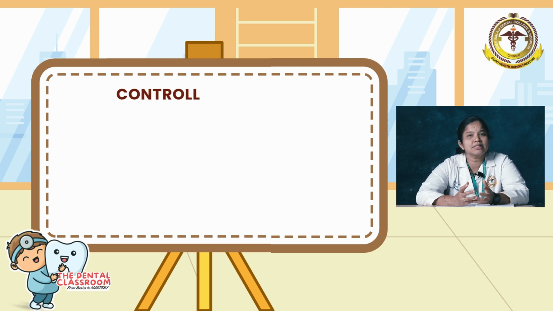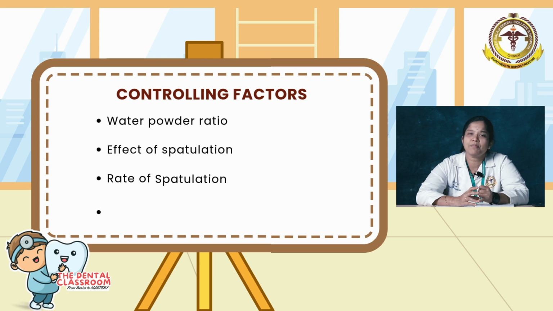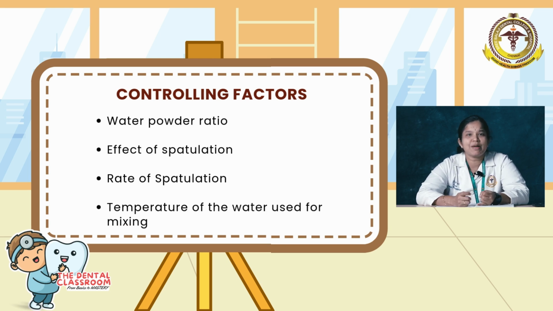What are the factors which are responsible to control this normal setting expansion? One is the water powder ratio, the effect of spatulation, the rate of spatulation of your investment material, and the temperature of the water you use for mixing the investment material.